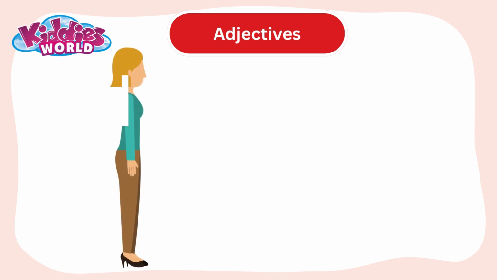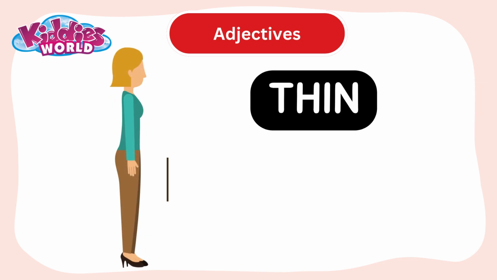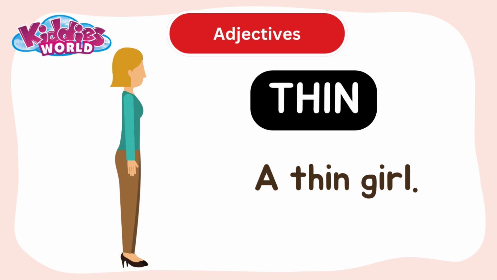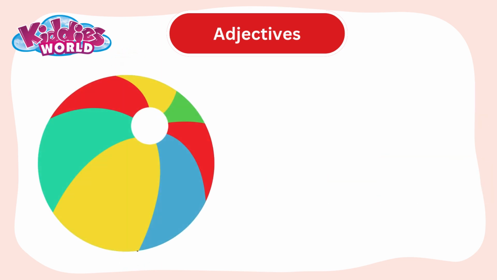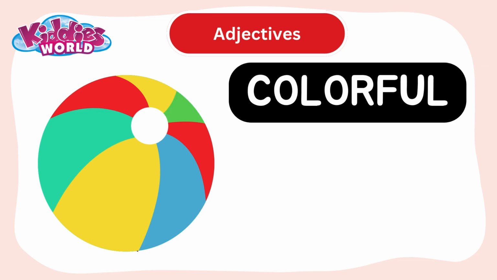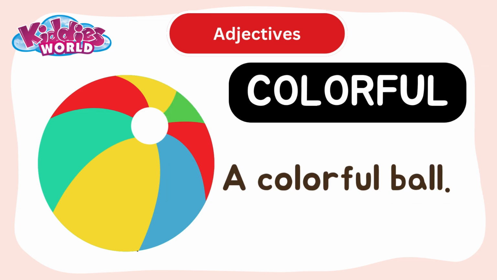Look at this girl. Adjective, thin. Sentence: This is a thin girl. Great job now. See this ball. Adjective, colourful. Sentence: This is a colourful ball.